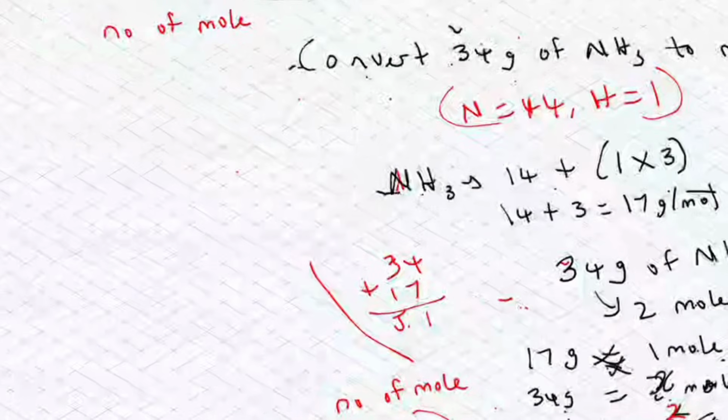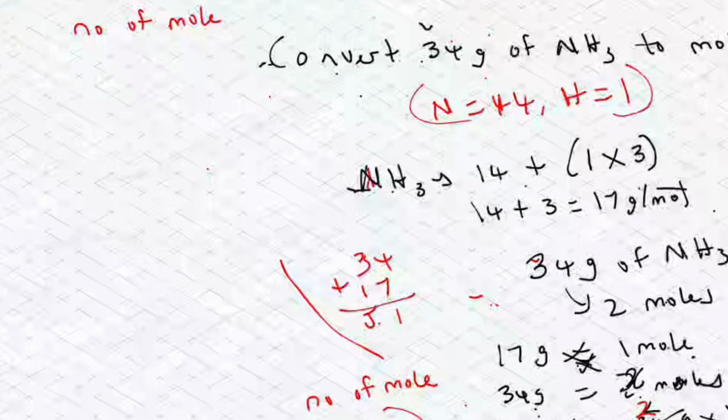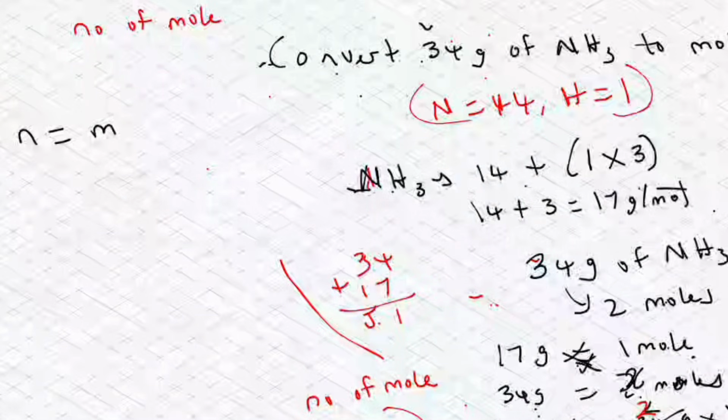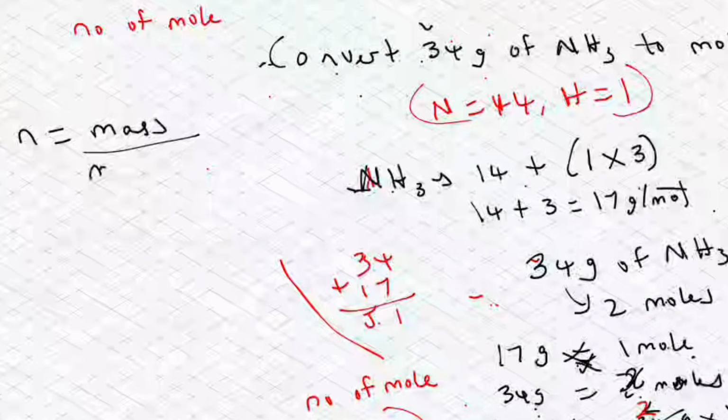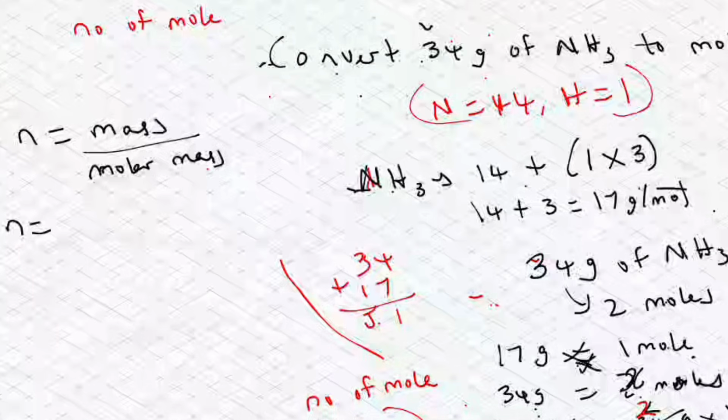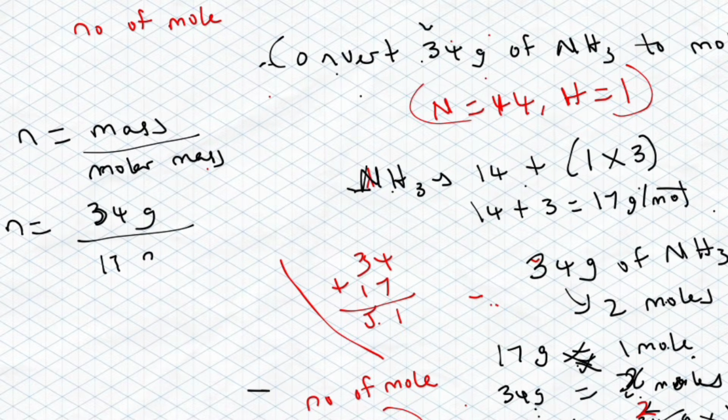Let's use the formula method. If you want to use the formula method, it's very easy also. Just use the formula: n, number of mole, equals mass over molar mass. So number of mole equals the mass, 34 grams, over the molar mass. What's our molar mass? Our molar mass that we calculated here was 17 grams per mole.